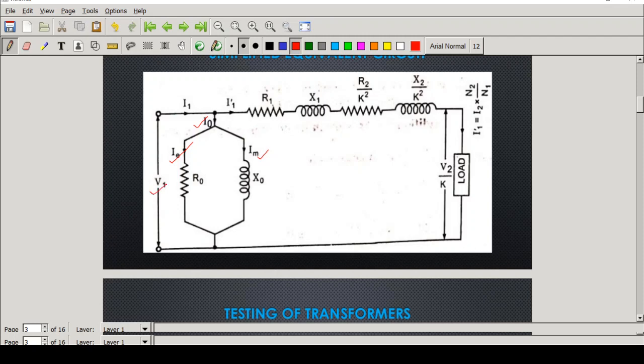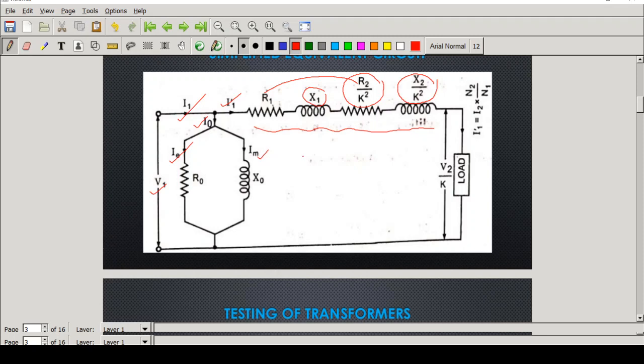Now this is the input voltage V1, the current I1, then I1 dash. See here, now it becomes more simplified, right? And again you can just add these two, that is R1 plus R2 by K squared. So R1 is the resistance of the primary, and this represents actually what? The resistance of the secondary referred to primary. Okay. Similarly, this X1 represents the reactance of the primary. X2 by K squared is the reactance of secondary referred to primary.